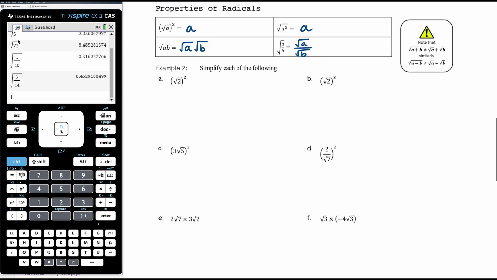Okay, let's simplify each of the following. So square root of 2 squared, again we're taking 2, we're square rooting it and then we're squaring it, so we're just going to get back to 2.